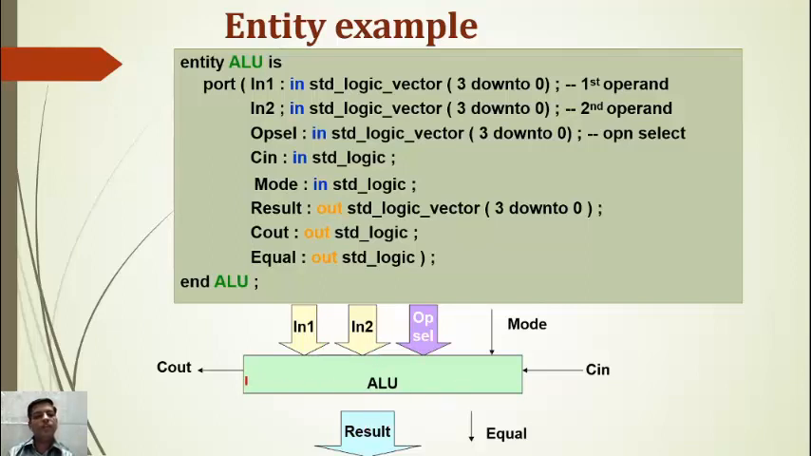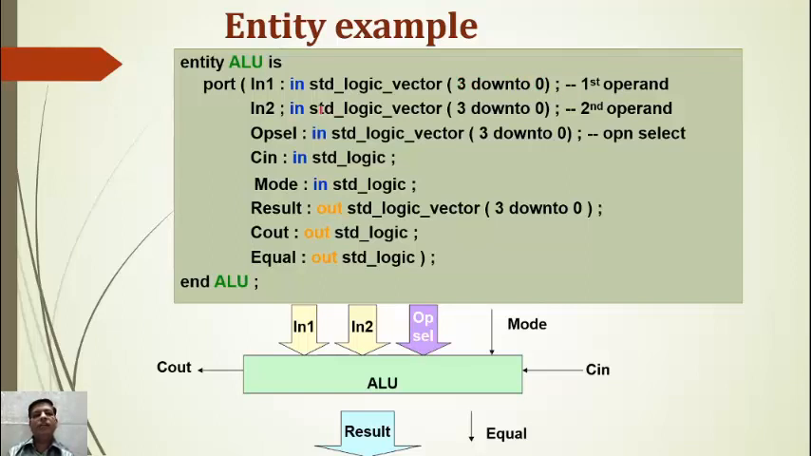Here the ALU is there, carry input is considered, carry output is considered, one more mode bit is considered and equal bit is considered. So this is one of the diagrams for the ALU. Here entity ALU is port in 1 colon in std_logic_vector 3 down to 0. Here 4-bit of operation is there, so we have written the vector 3 down to 0, meaning A0, A1, A2, A3, these are the 4 bits of information.